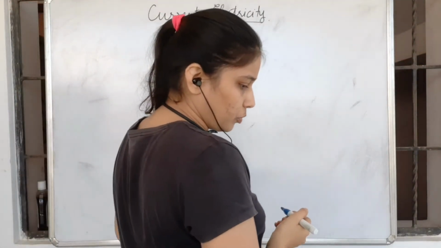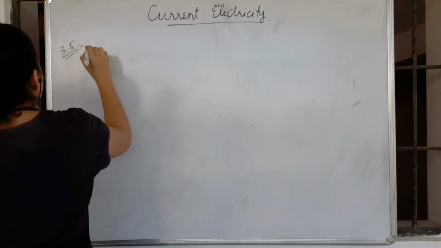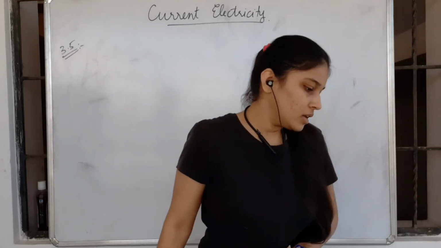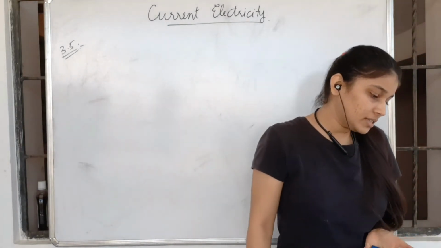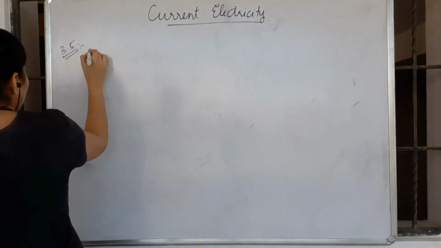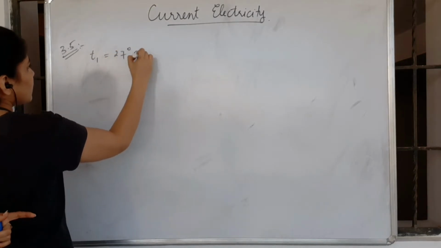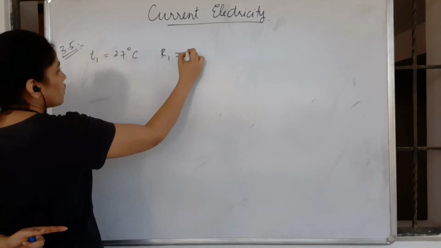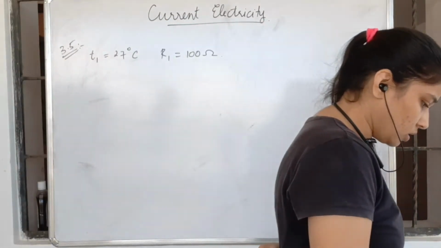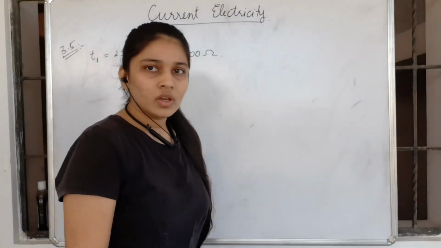So question number 3.5. At room temperature, that is 27 degrees Celsius, the resistance of a heating element is 100 ohm. So the resistance at room temperature is given as 100 ohm. So I can write T1 is equal to 27 degrees Celsius and R1 is equal to 100 ohm.